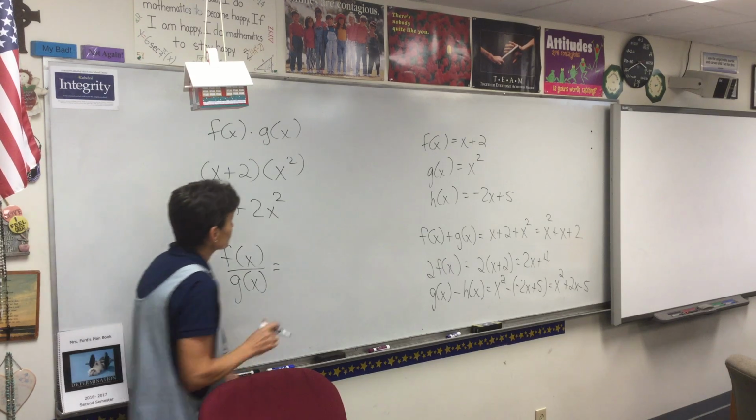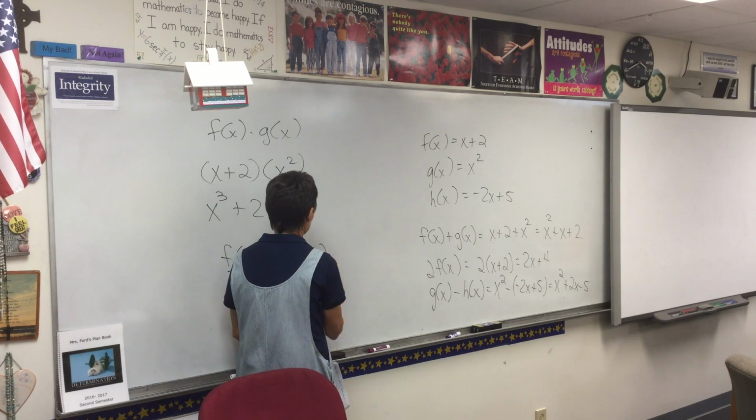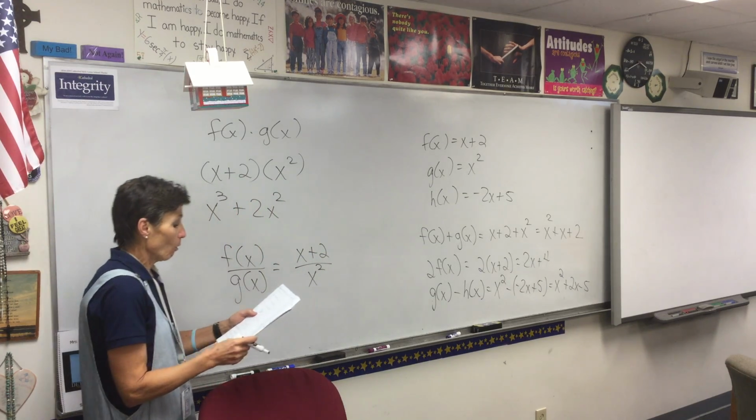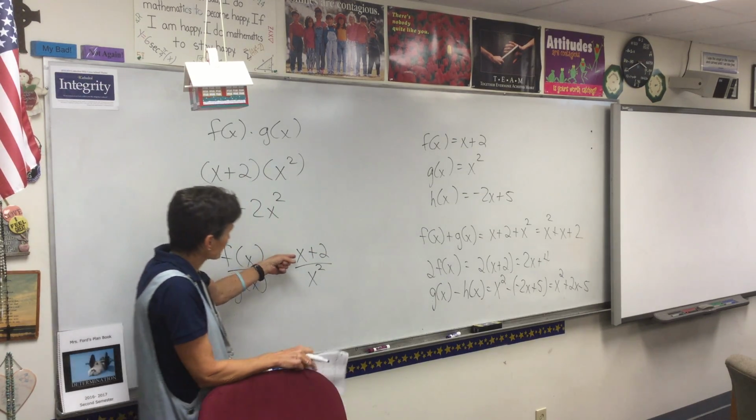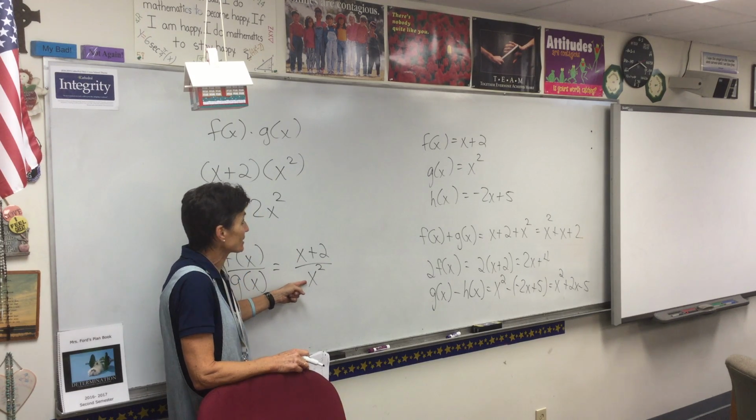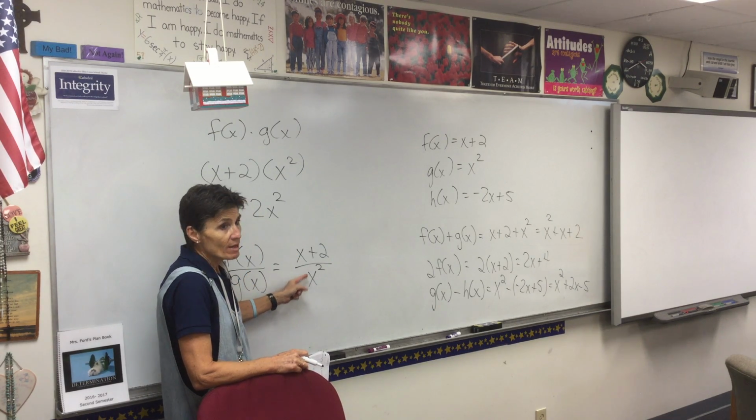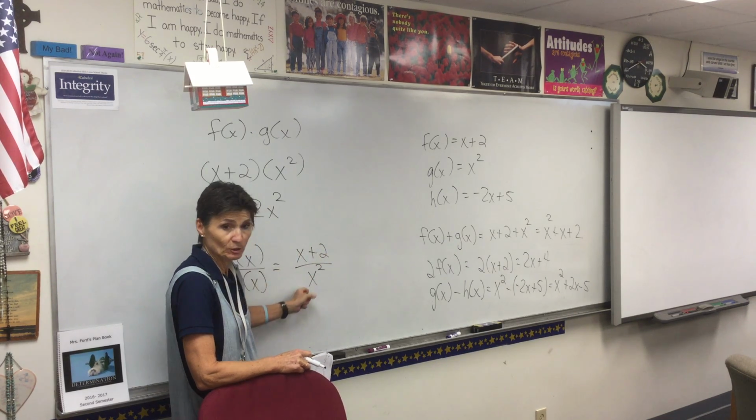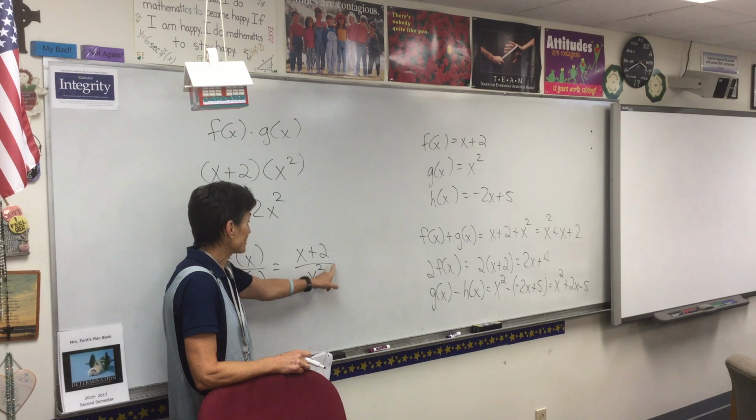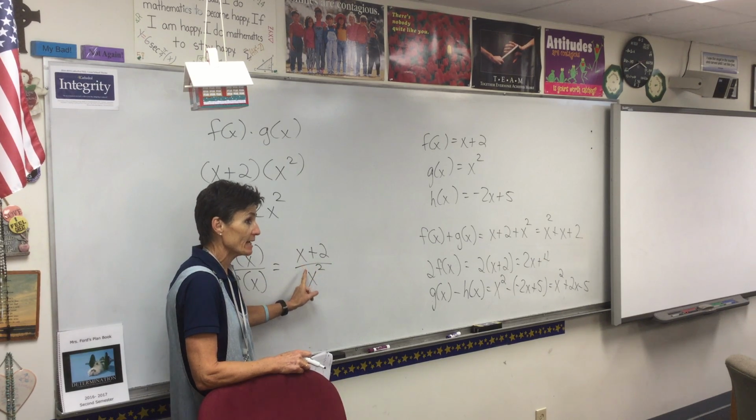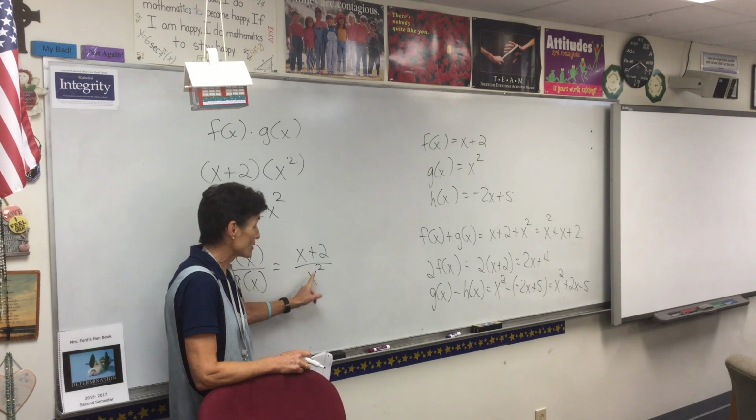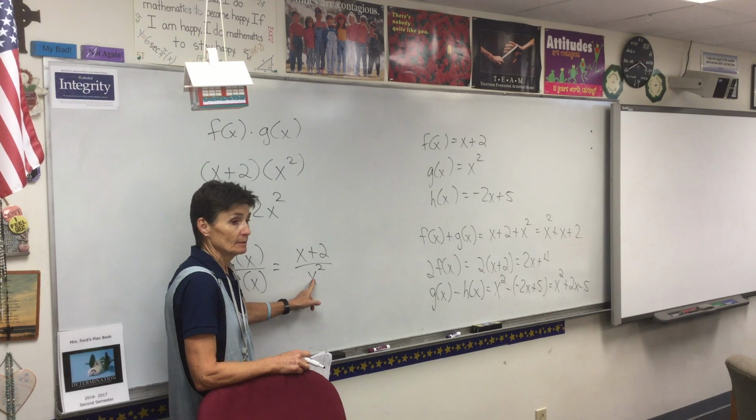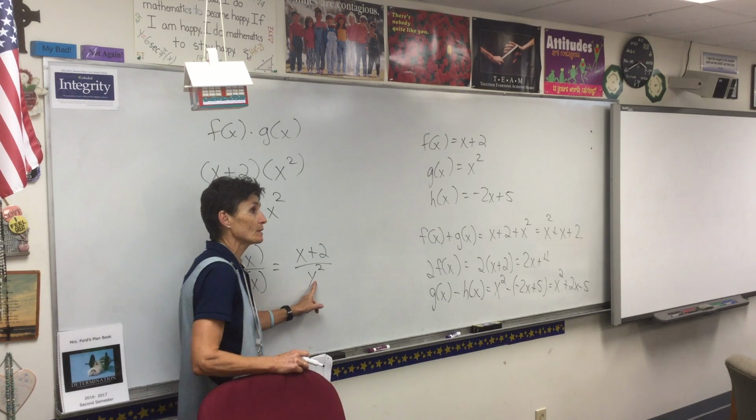All right, so now we're doing f divided by g. So the f function is x plus 2, and the g function is x squared. Now, are you going to cancel that x and that x squared? No. This is like those ones we did before. If you're going to cancel, you have to be able to do it everywhere. And since there's no x there, you're not going to cancel that. So that's the answer. That's all there is to it.